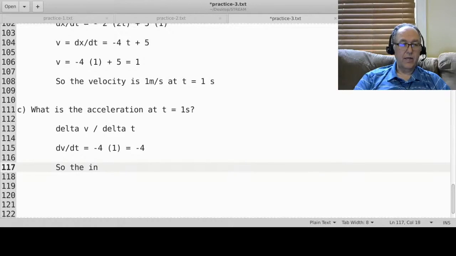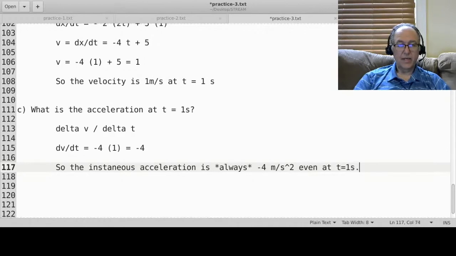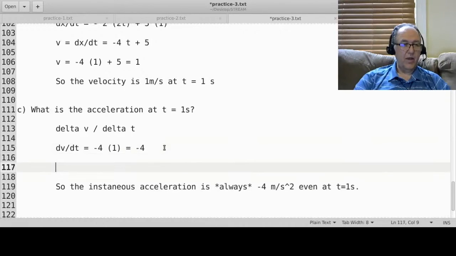Let me just put that in there. The instantaneous acceleration is always negative 4 meters per second squared, okay? Even at t equals 1 second. Notice that the acceleration here, I could write it on another line here. The acceleration as a function of time is just negative 4. In other words, the acceleration doesn't change in this particular problem.